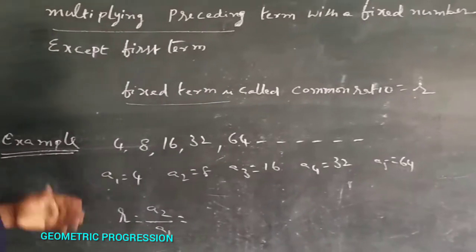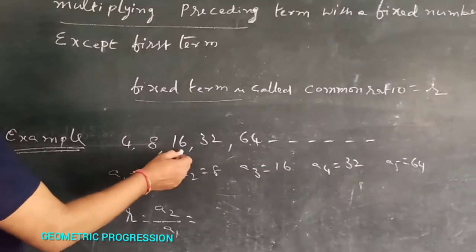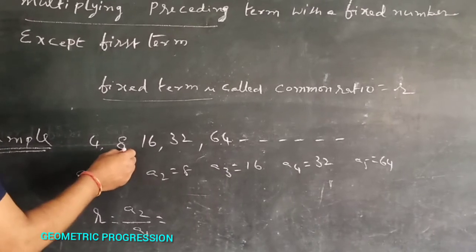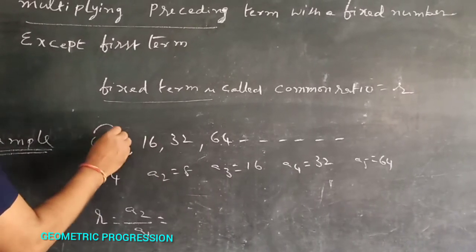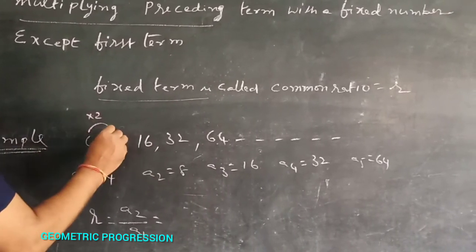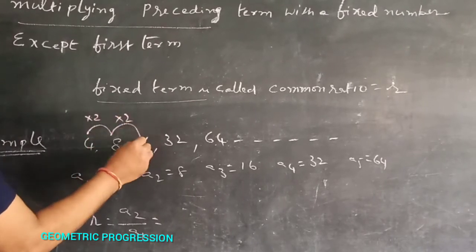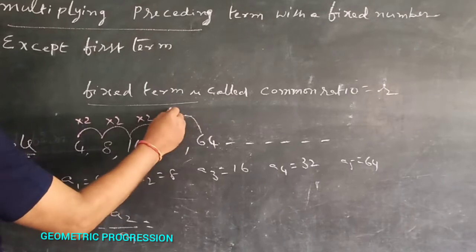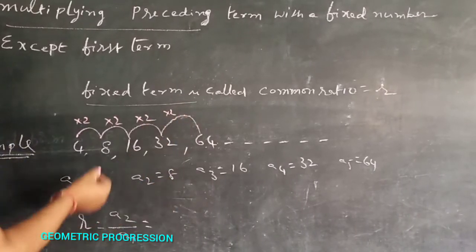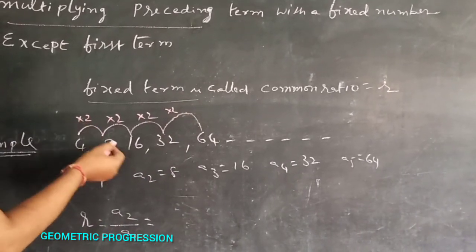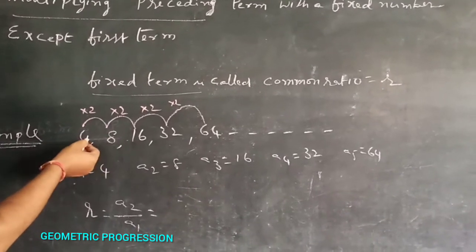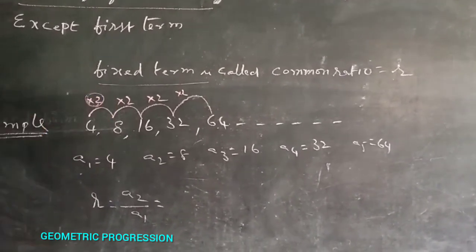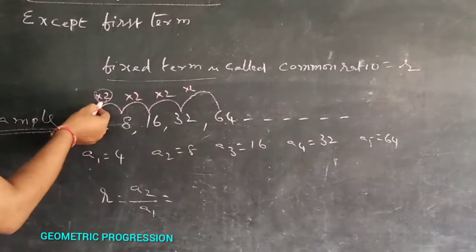For example, 4, 8, 16, 32, 64. 4 twos are 8, 8 twos are 16, 16 twos are 32, 32 twos are 64. So 2 is multiplying the preceding term. So the fixed term is called the common ratio. 2 is the common ratio.